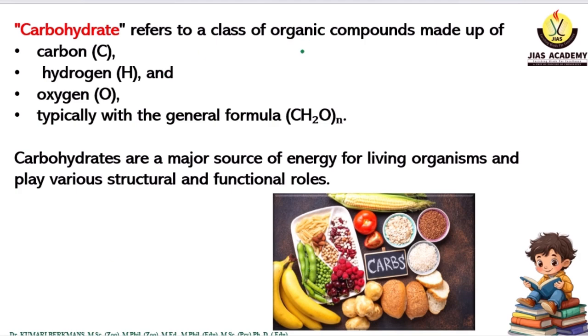The carbohydrate is a class of organic compounds. What it is made up of: carbon, hydrogen, and oxygen, and the formula, if you know, is CH₂O, the carbohydrate's formula. Carbohydrate is made up of 3 elements: carbon, hydrogen, and oxygen. The source of these is the thing which gives energy when we take it in.